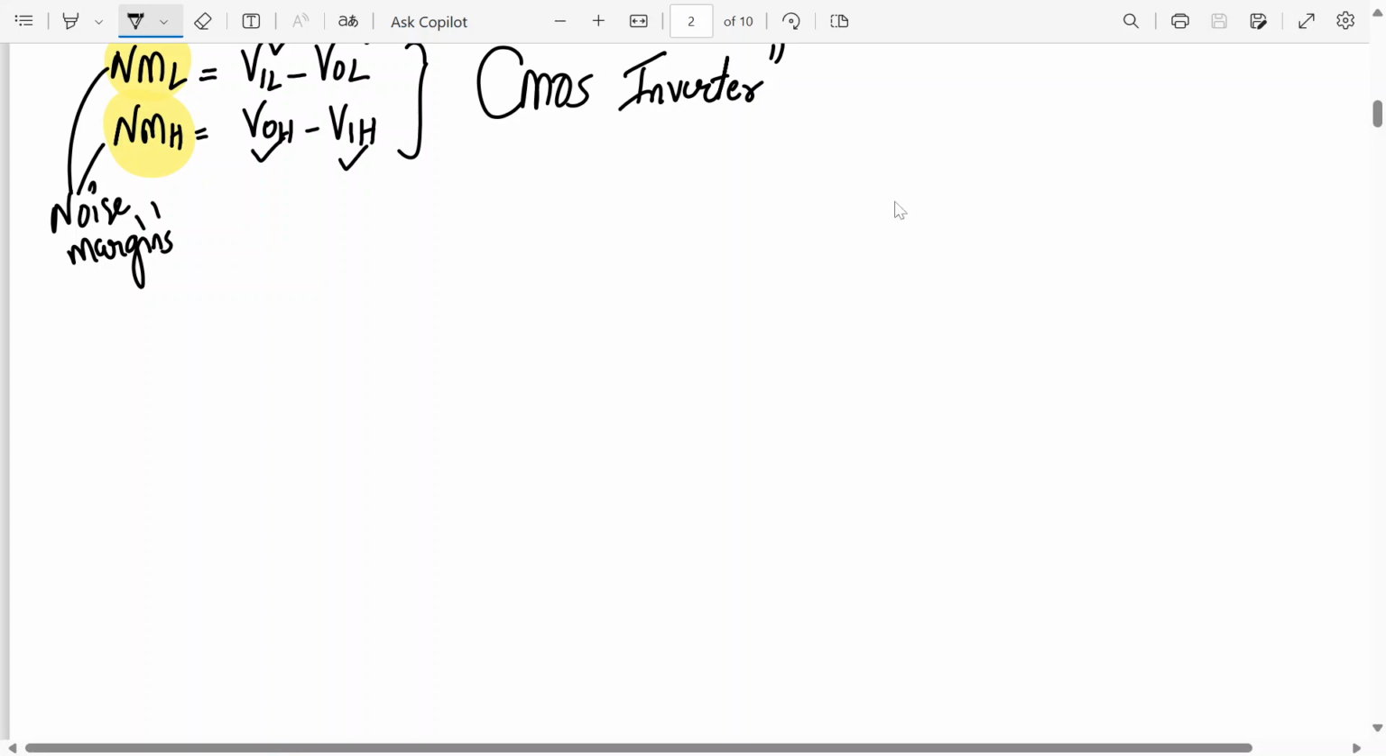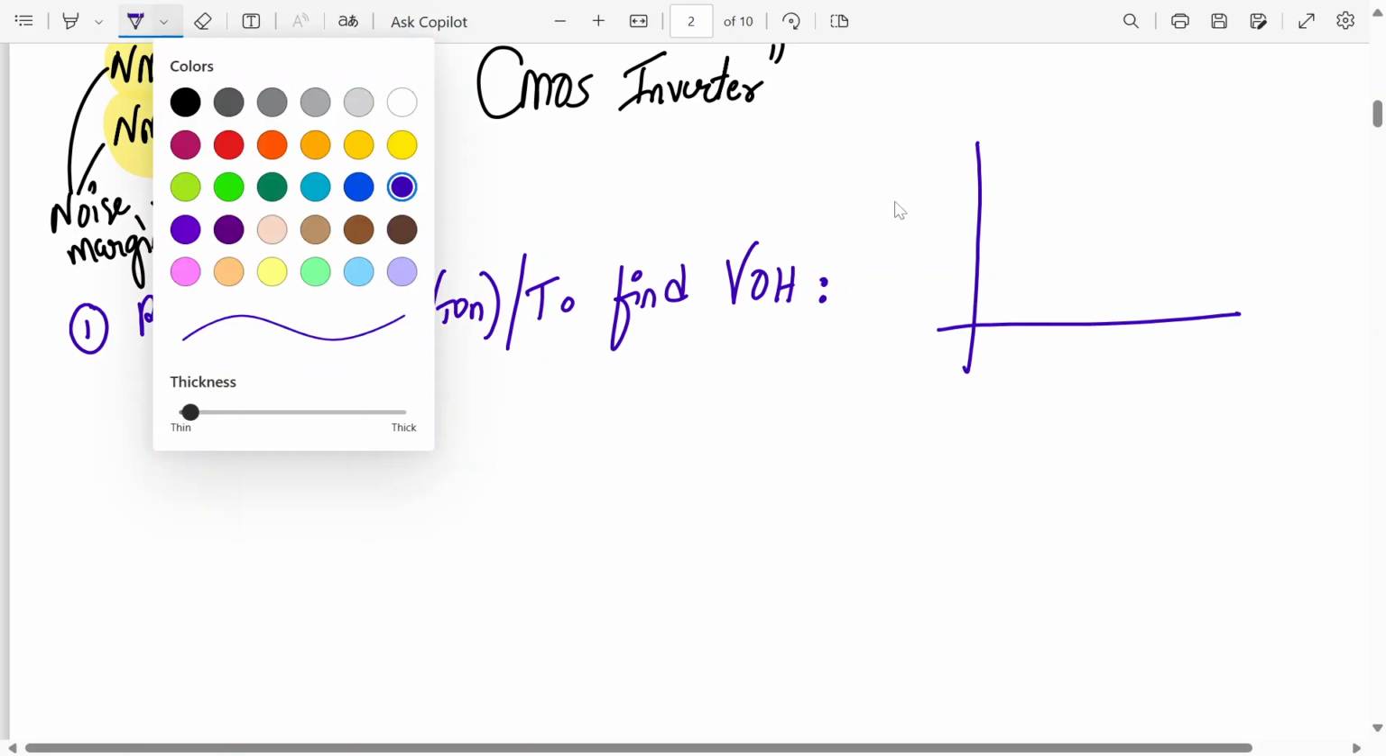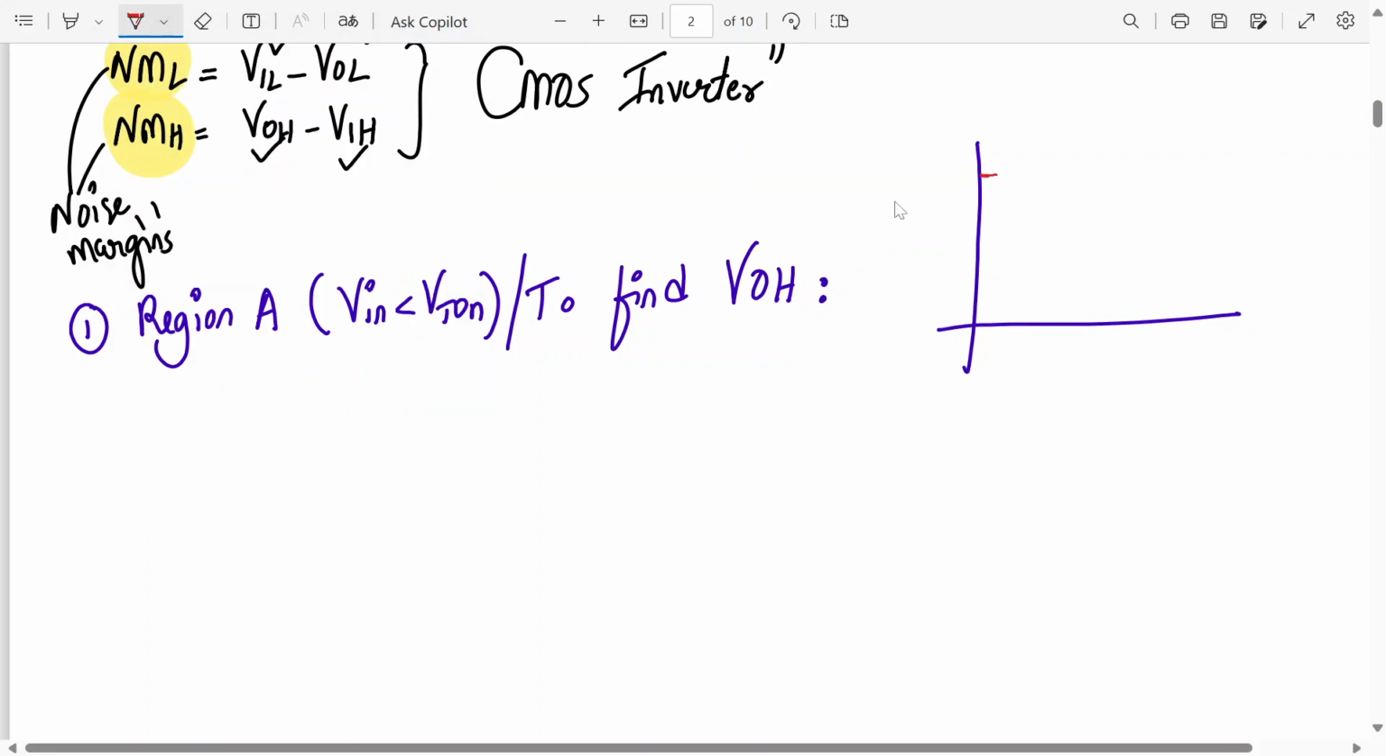Let's start, so let's write down first. I hope the objective is clear. We have to find 4 critical voltages. So first let's start with region A in the VTC curve, which is also called Vin less than VTON, where we have to find VOH. Okay, now we know this is the VTC curve, right? Let me again and again draw this to highlight the fact and its importance.